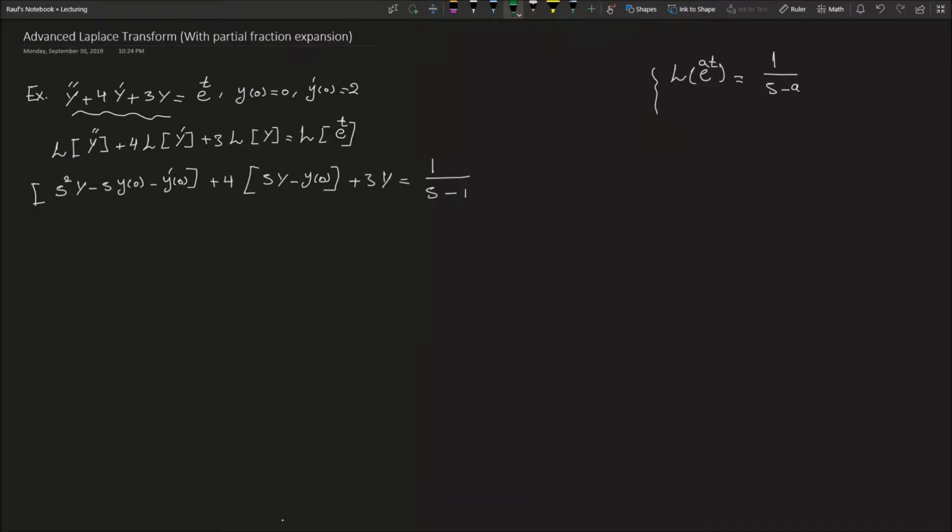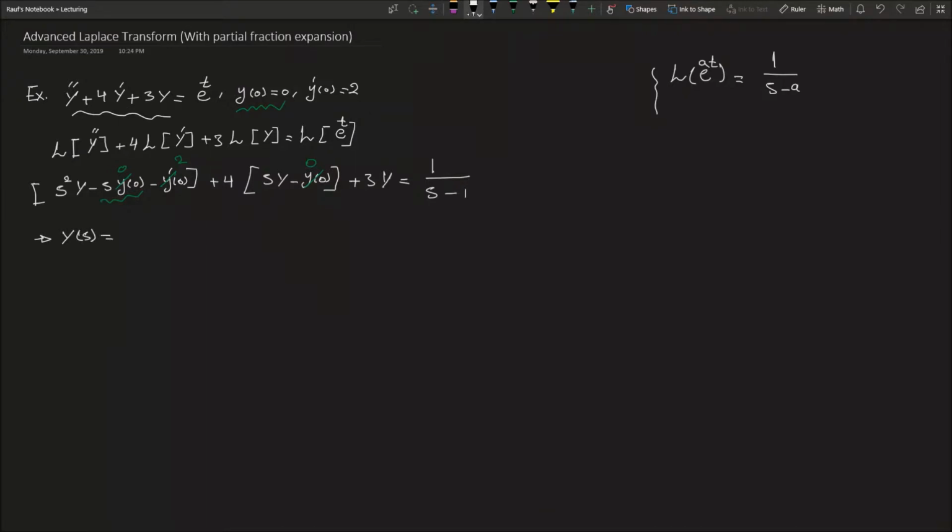Now going back here, we know from the initial values that y of 0 is 0, which makes this term 0. Y prime of 0 is 2. Y of 0 can be eliminated in here, and in this case we can continue our solution. If you do the math for the left hand side of the equation, you can find the y of s, which you are looking for.